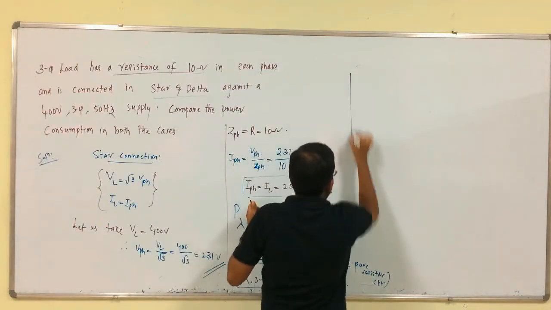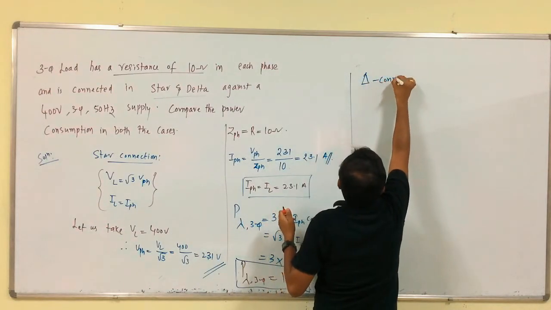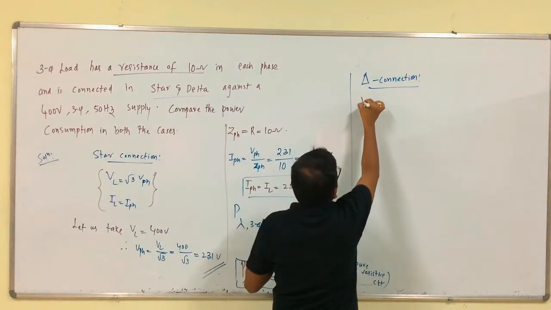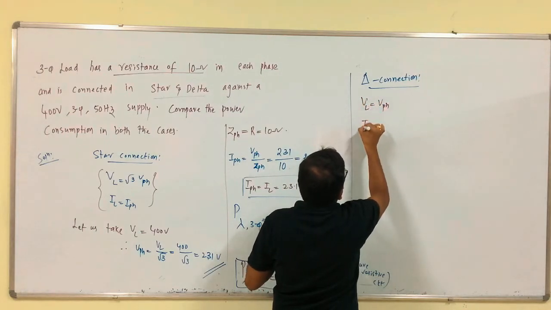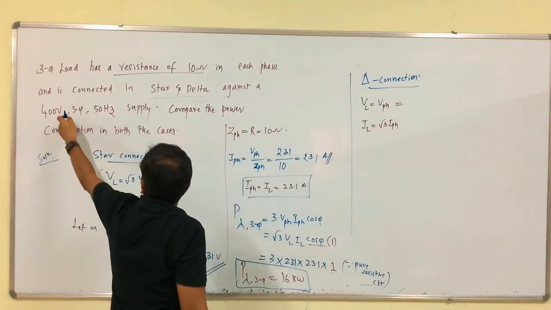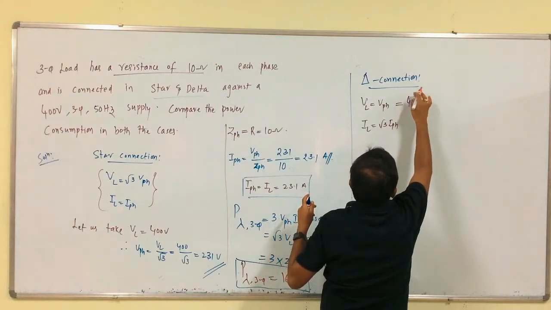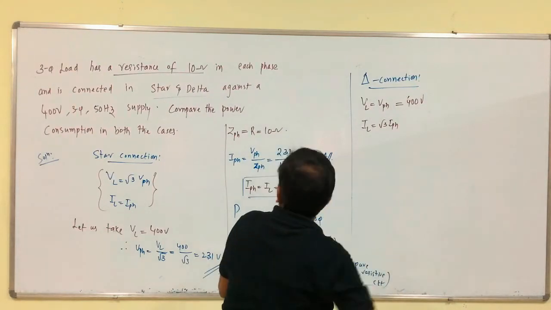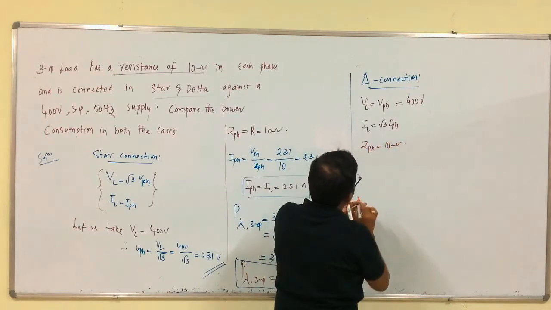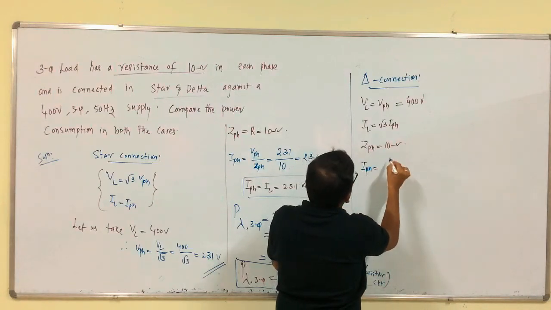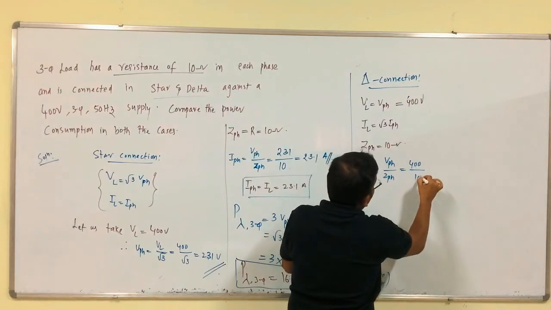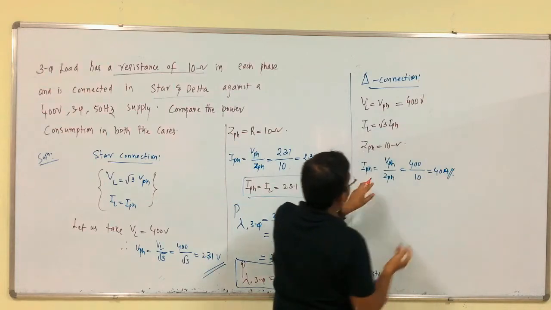Now, with respect to delta connection, we all know that VL is equal to V phase, and IL is equal to root 3 I phase. So, here VL is equal to V phase, equal to 400 volts. Given Z phase is 10 ohms. Therefore, I phase is equal to V phase by Z phase, which is 400 by 10, which is 40 amps of phase current.